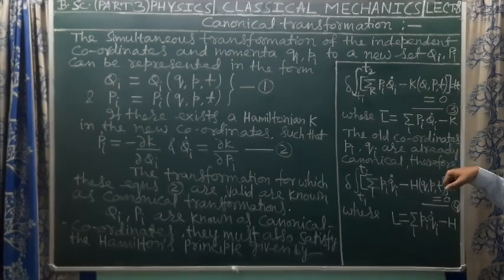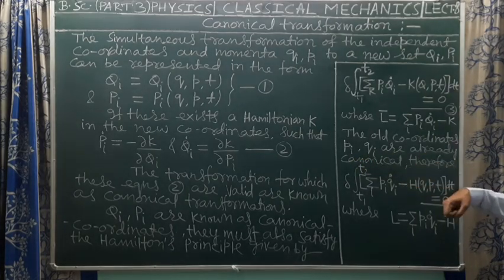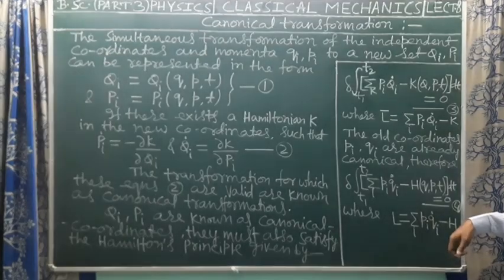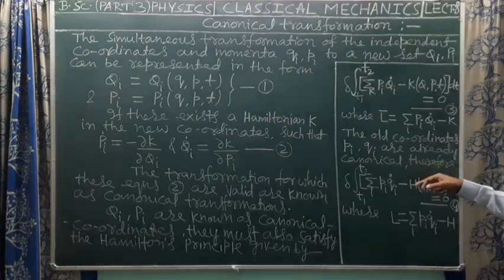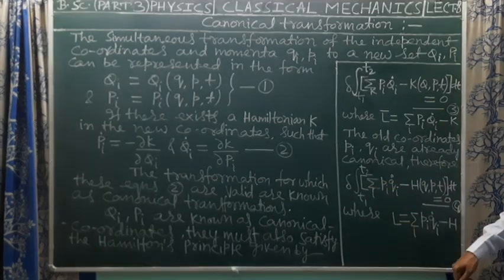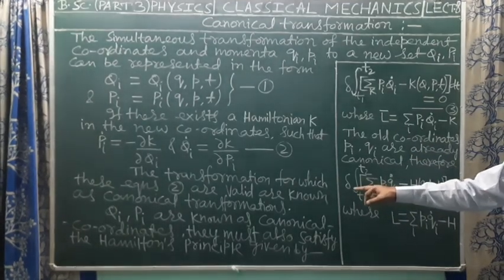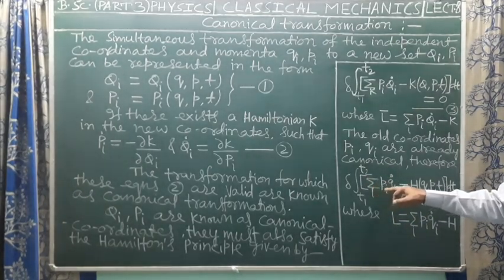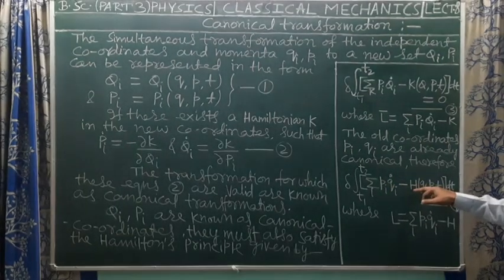The old coordinates, small p_i, the momentum coordinate, and small q_i, the position coordinate, are already canonical. Therefore, again using Hamilton's principle for the old coordinate system, for the old coordinates we have delta, the symbol delta, integral from T1 to T2 of the bracket sigma over i, p_i q_i dot minus capital H.